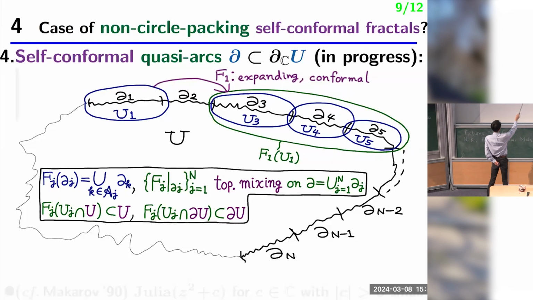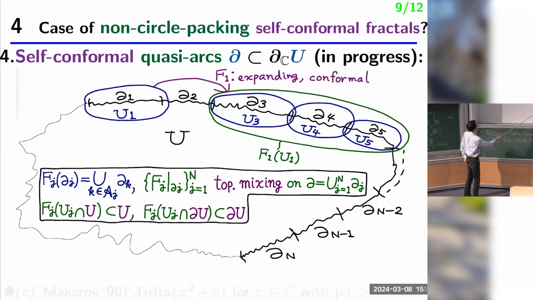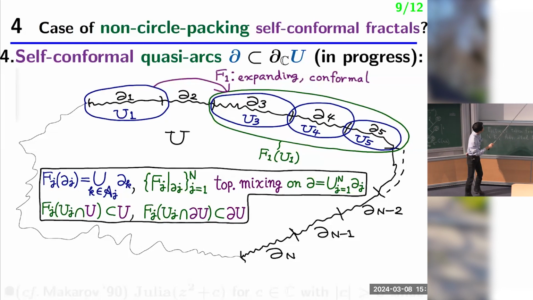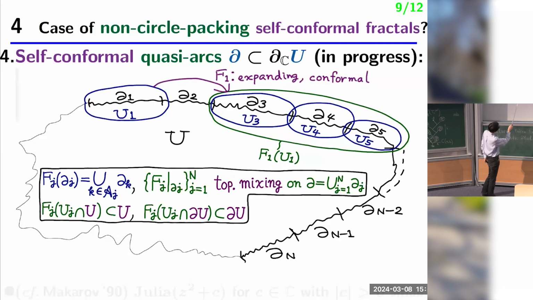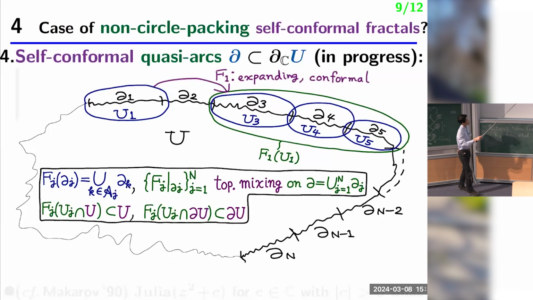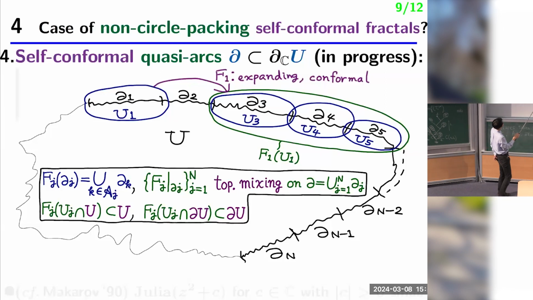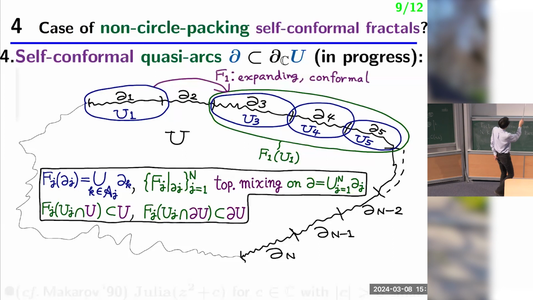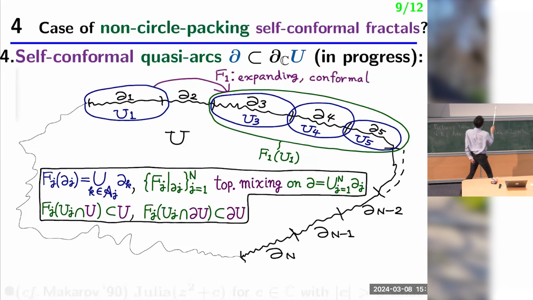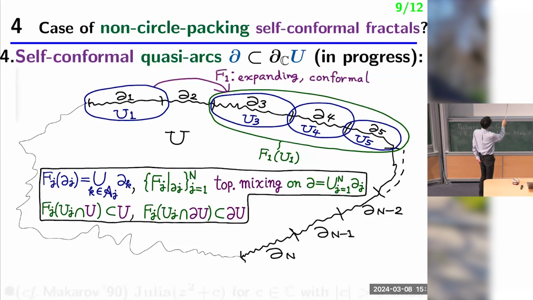Okay, so the arc from this one up to this one represents the fractal curve ∂Ω, and suppose we assume that this curve is divided into finitely many pieces, ∂1, ∂2 to ∂n. And we assume that there is some expanding conformal map defined on a neighborhood of each of these sub-pieces.